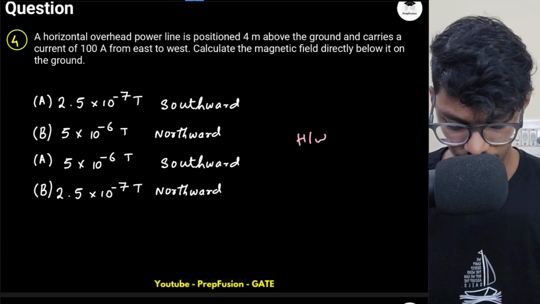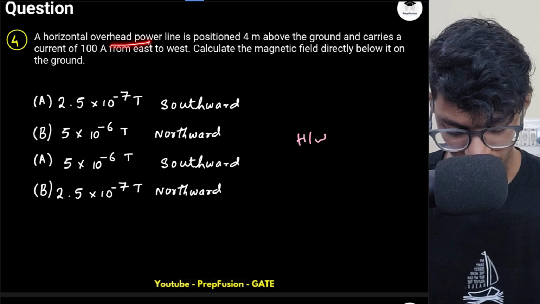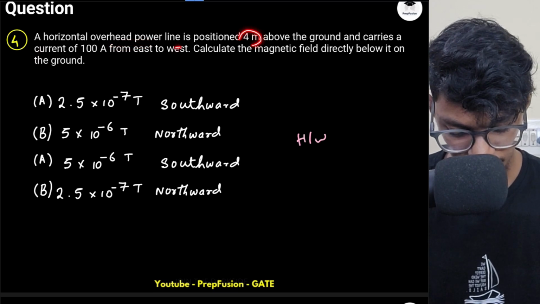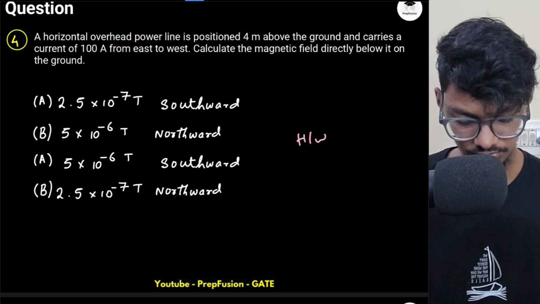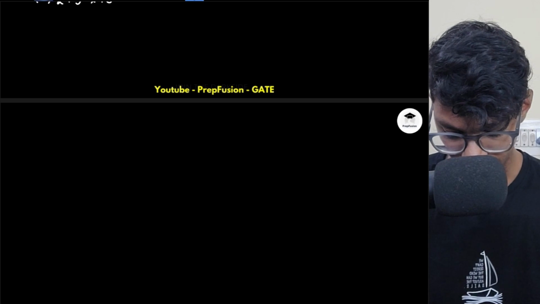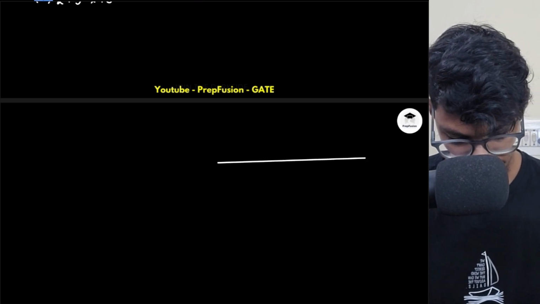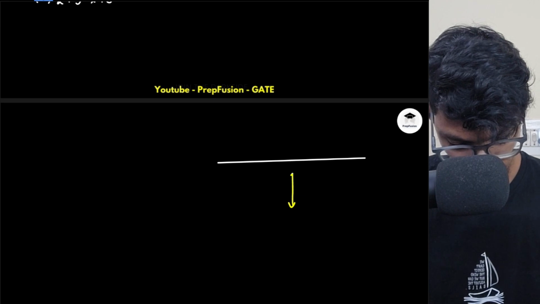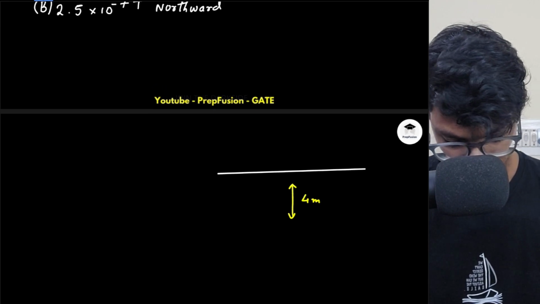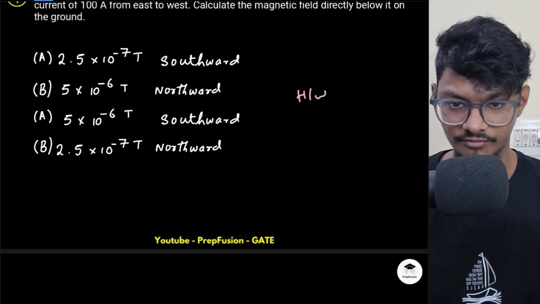So this one was the first question. This one is a good question. A horizontal overhead power line is positioned 4 meters above the ground. So a horizontal overhead power line, let's say this is the line, which is carrying some current, and it is positioned 4 meters from the ground. Height is 4 meters. Okay, fine.